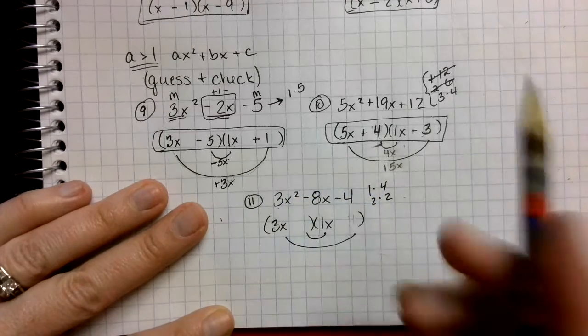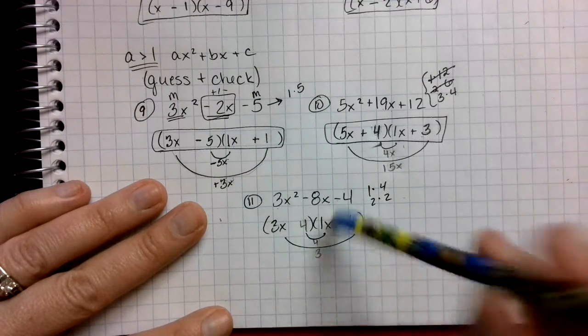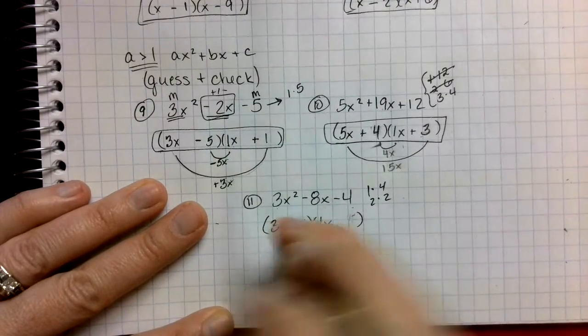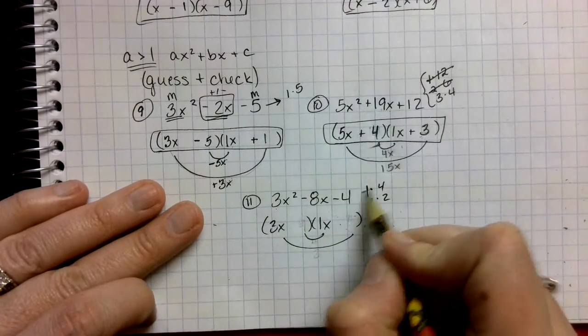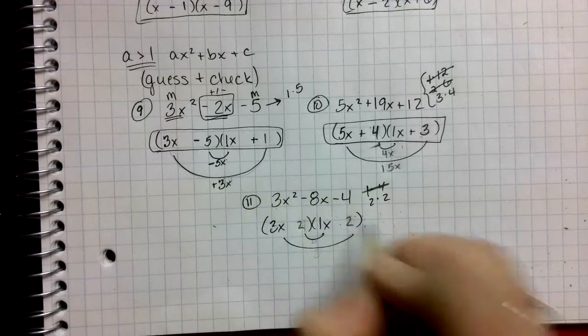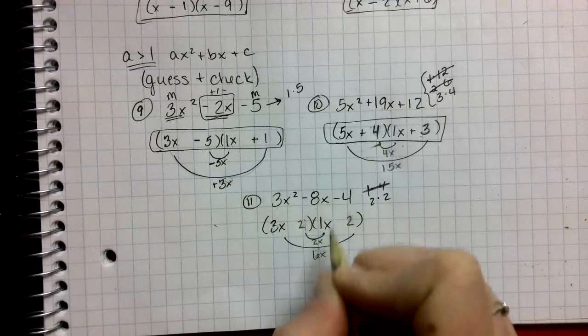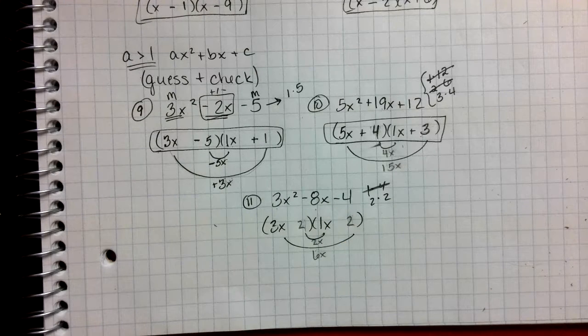So we could switch it. 4 and 1. This is 4 and 3. That gives us 7, which is pretty close, but doesn't work. So we can eliminate 1 and 4. So the nice thing about 2 and 2, it doesn't matter where they go because they're the same. So 2x and 6x, that gives us 8x.